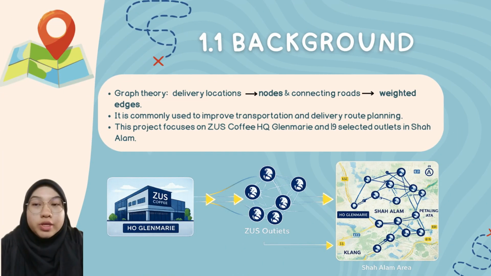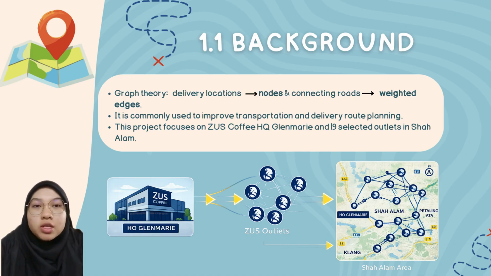Next, I will present about the background of the project, which is we use graph theory to represent the Zeus Coffee delivery network. In the graph, each location is shown as a node, while the route connecting the locations is represented as weighted edges. These weights may represent the distance, toll charges, or delivery costs. Graph theory is very useful in transportation and logistics because it helps us to analyze many possible route combinations.